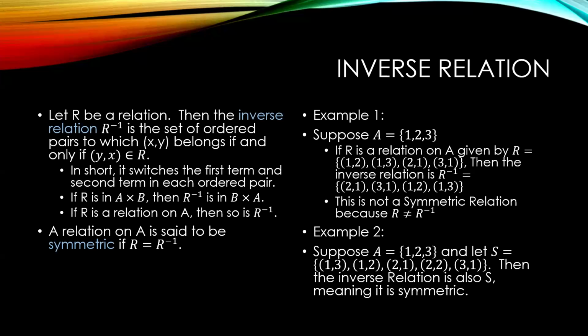Example 2, suppose that A is equal to {1, 2, 3}, and let S be equal to {(1, 3), (1, 2), (2, 1), (2, 2), (3, 1)}. Then the inverse relation is also S, meaning it is symmetric. Now I'm curious what the difference between these two sets is. It looks like the only difference is the inclusion of (2, 2). But that should not make a difference. In this case, both of these are symmetric relations. Cool.